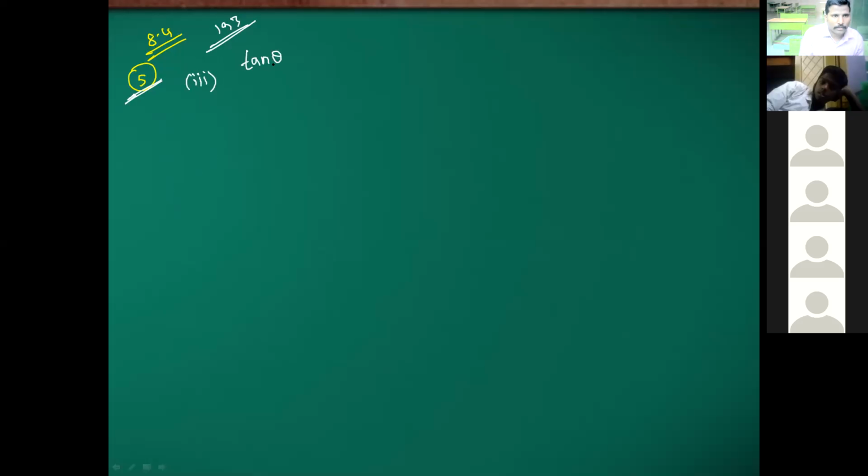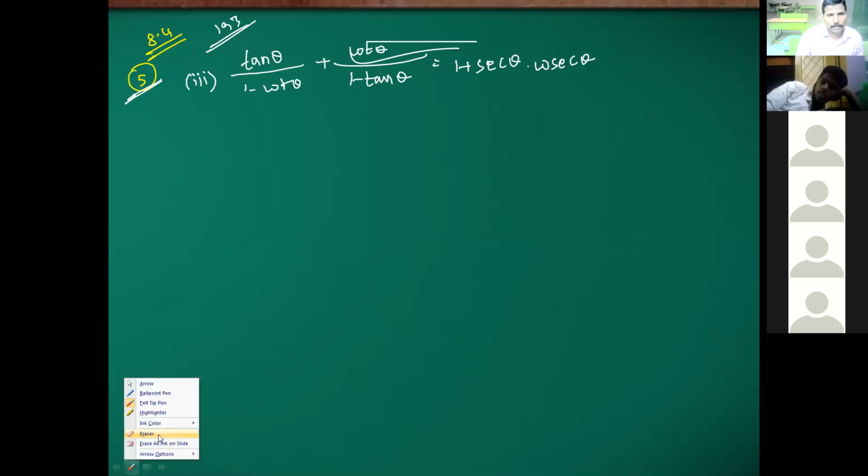Eppiyume kuandinga the doubt varum, tan theta divided by 1 minus cot theta plus cot theta divided by 1 minus tan theta, which is equal to 1 plus secant theta into cosecant theta. Right. So இது எப்படி நம்ம செய்யணும்னு பார்க்கலாம். Let me listen. Write on this. Cot theta. Okay, this is cot theta. Yeah. Now let's see this.